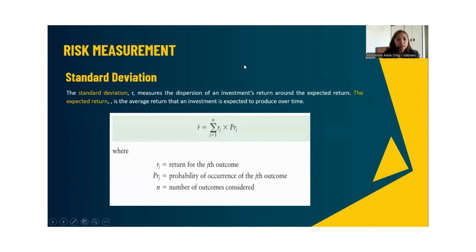Let's talk about standard deviation. Standard deviation measures the dispersion of an investment's return around the expected return. The expected return is the average return that an investment is expected to produce over time. We need to remember that the higher the standard deviation, the higher the risk in an investment and therefore a higher return. If your standard deviation is lower, you expect a lower risk and a lower return.